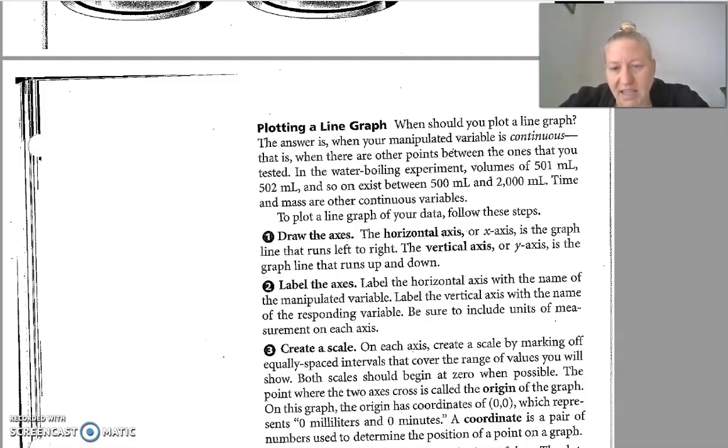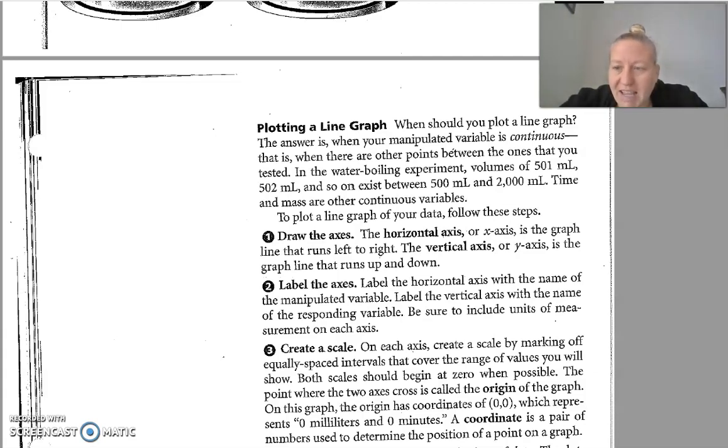Label the axes. The horizontal axis, or the x-axis, is labeled with the name of the manipulated variable. This is very important in science. You must identify your manipulated variable and put that on your horizontal axis. The vertical axis is the name of the responding variable. Be sure to include the units of each axis. So again, horizontal is the manipulated variable. The vertical axis is the responding variable. It's important. You do have to label your graphs this way in science.